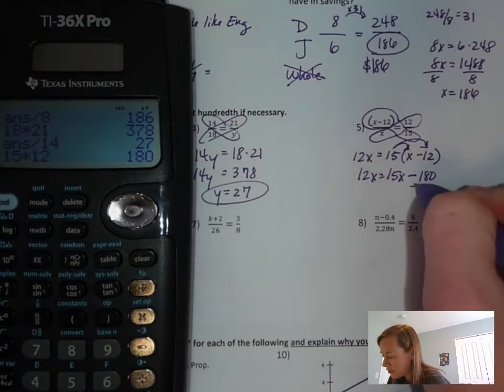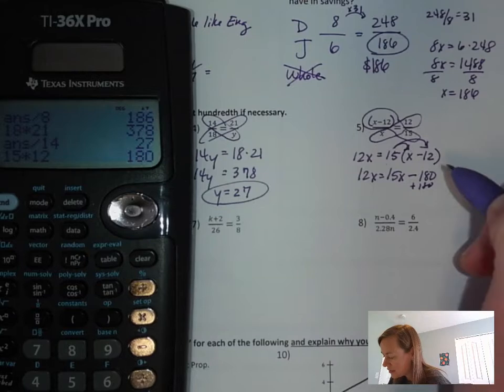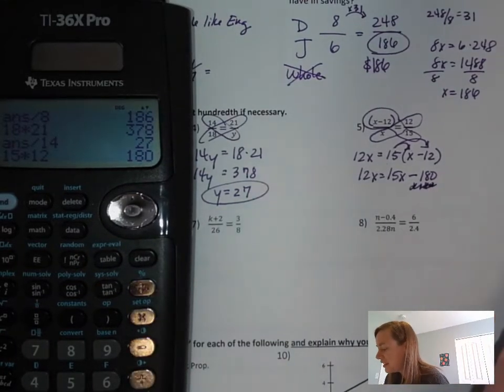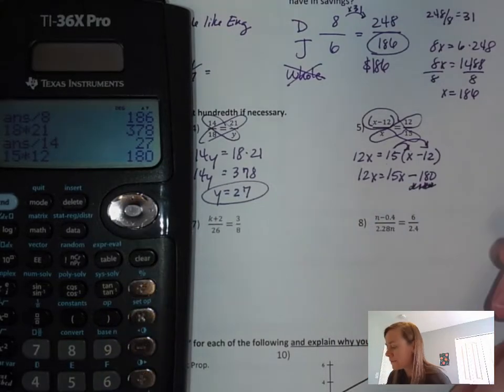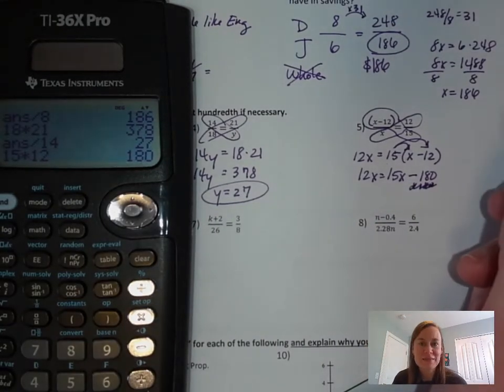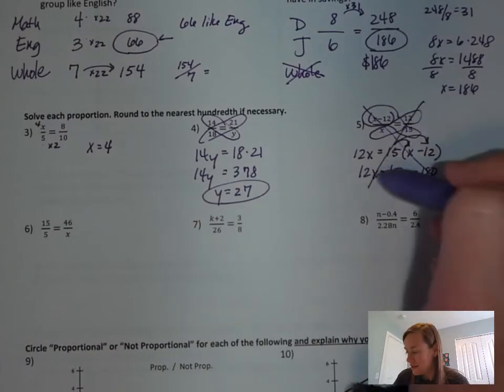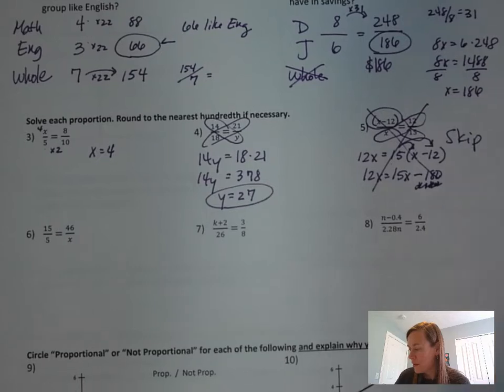Okay, let's keep solving. We're going to add 180 to both sides. Nope, we're not going to do that. Sorry, I should look at the problem first. Now we have variables on both sides. So this is one of those questions that I'm actually going to let you guys skip. I just didn't look over this carefully enough. My apologies. We are going to skip this one. Let's keep going.